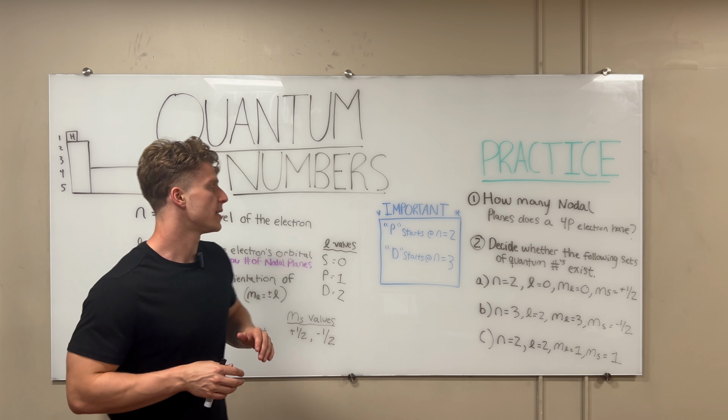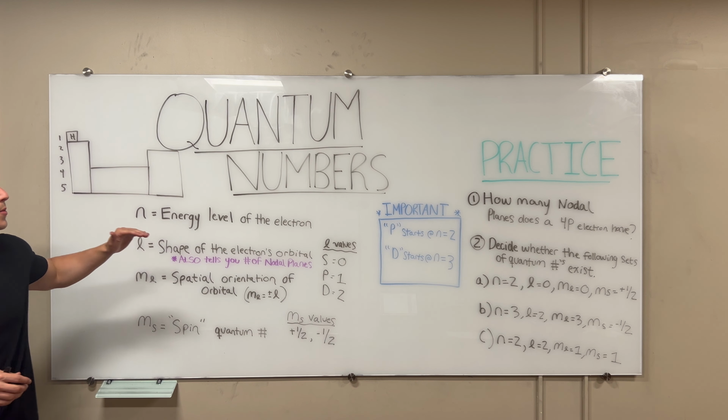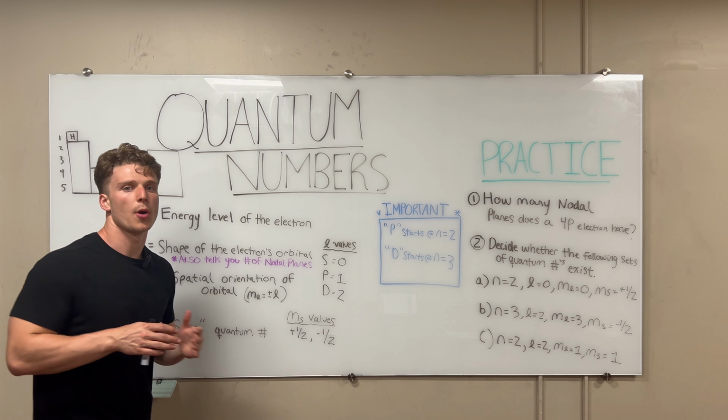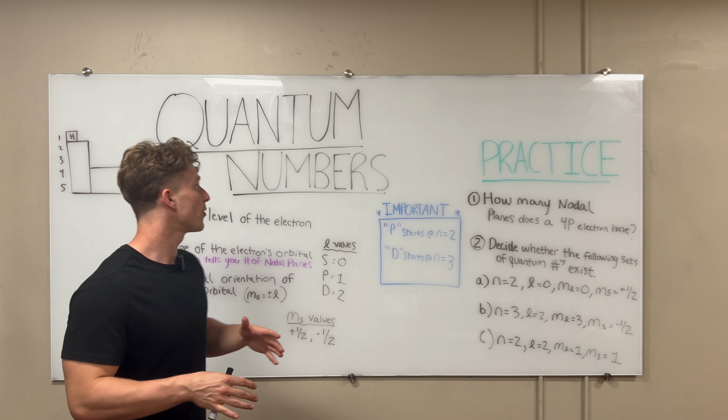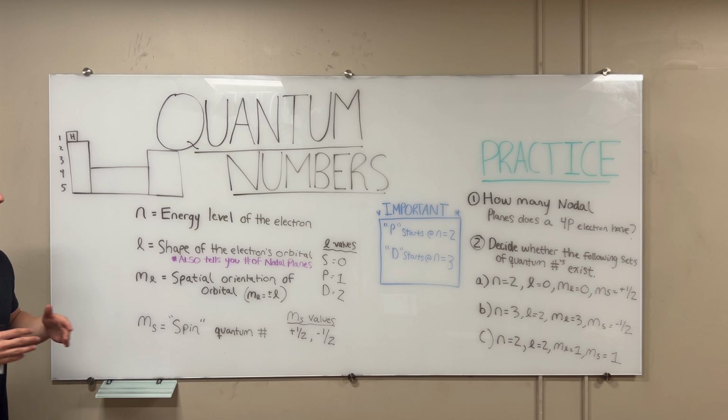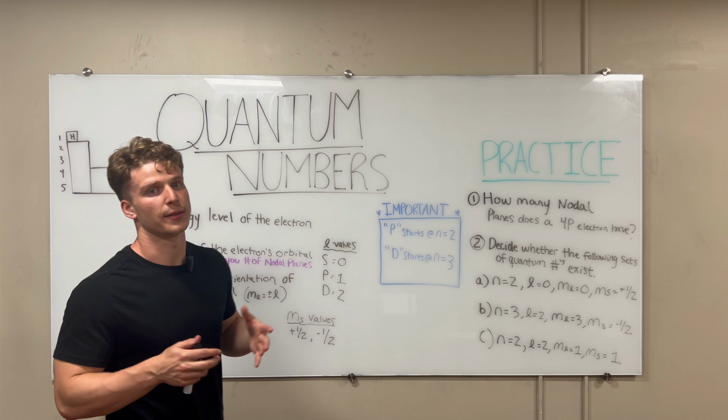Welcome back, guys. Today's video is going to be covering the four quantum numbers. Quantum numbers are a part of quantum theory. It's a difficult area of chemistry to understand. However, when we look at the quantum numbers, we'll have a better idea of how to describe electrons.